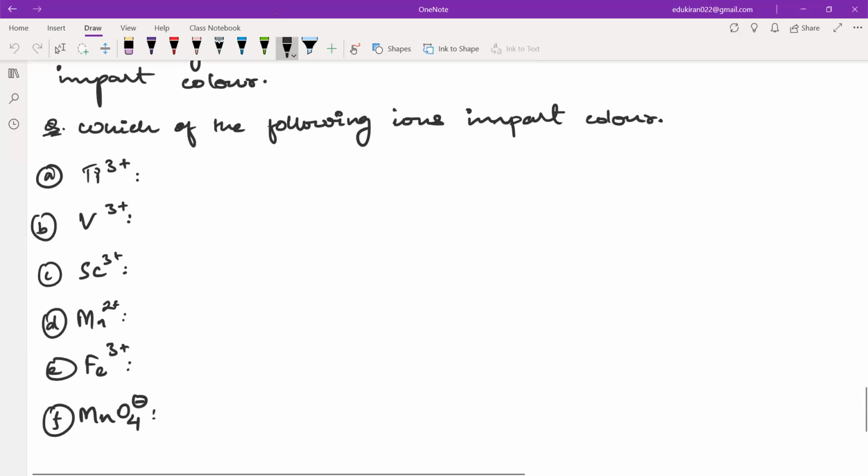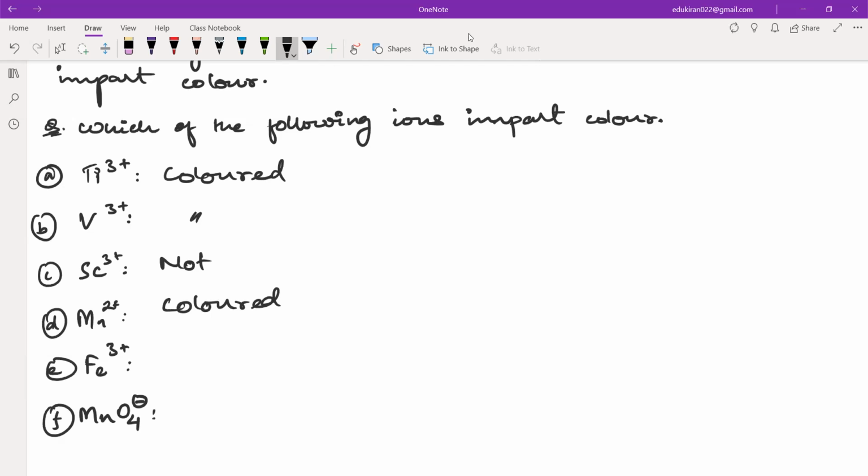Abir, Ahmed, Fatima, Faisal, Nazir, and Sania. Tell me about titanium, colored or not colored? Colored. Ti3+ is colored. Vanadium 3+? Colored. Vanadium... not colored. Okay, very good. Mn2+ colored. Fe3+ colored.